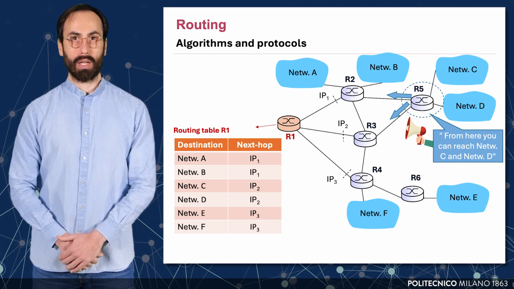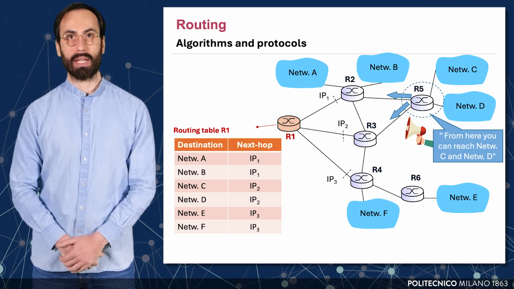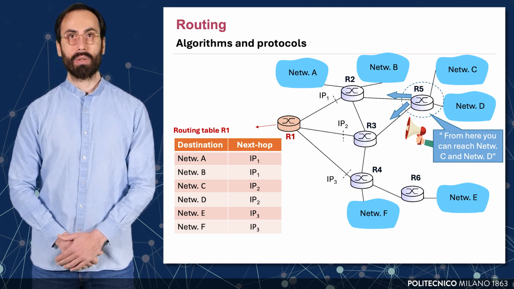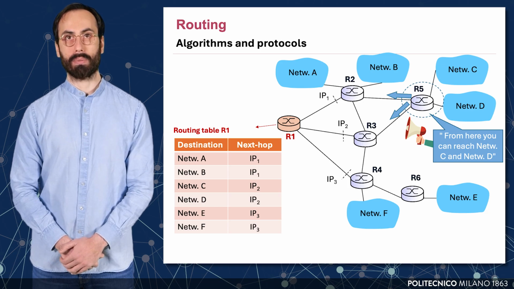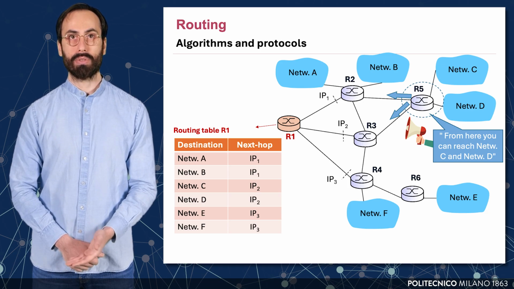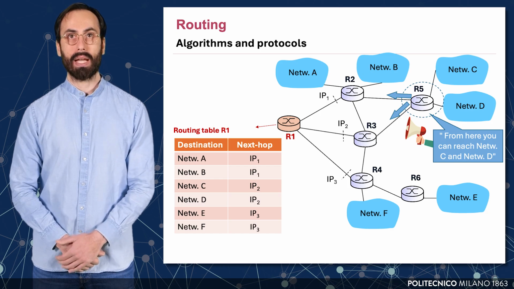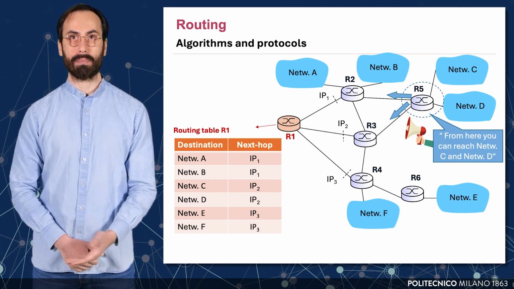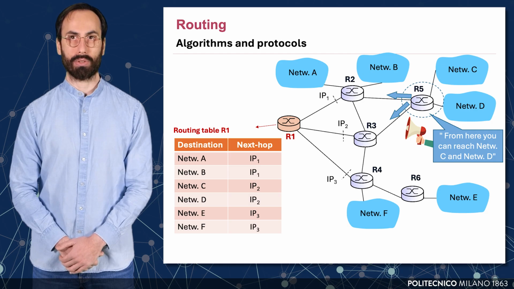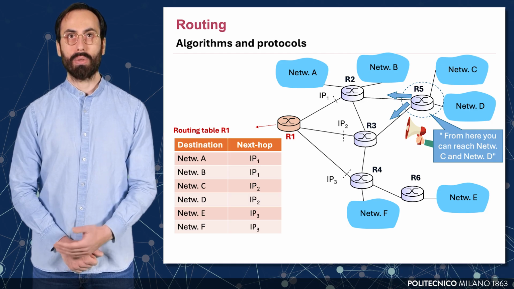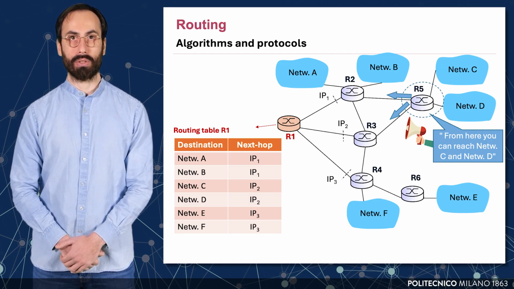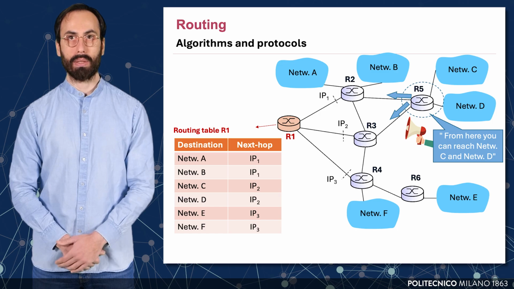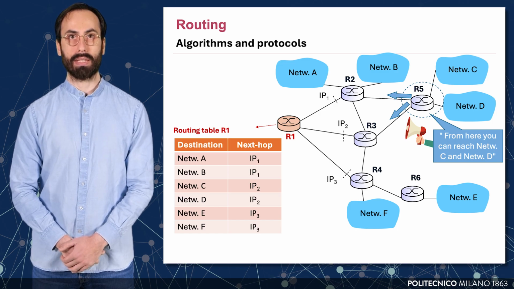Similarly, R3 tells R1 that network C and network D are reachable via its path, so R1 adds them through IP2. And for network E and network F, the information flows from R4 or R6, and R1 adds those via IP3. So routing protocols allow routers to say, from here, you can reach these networks, enabling R1 to build a complete and accurate routing table based on the best paths to each destination.